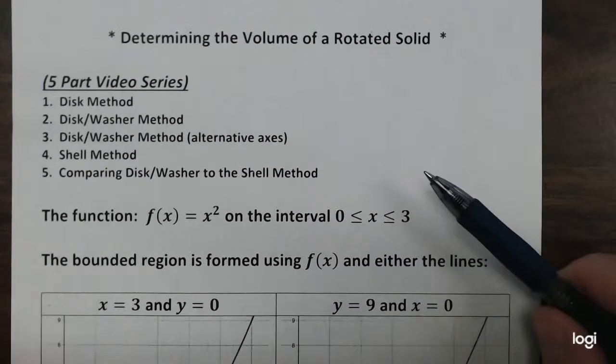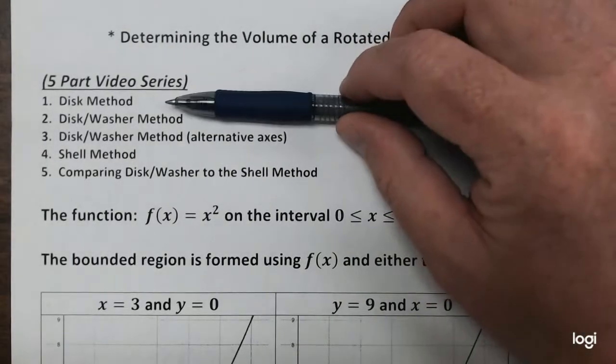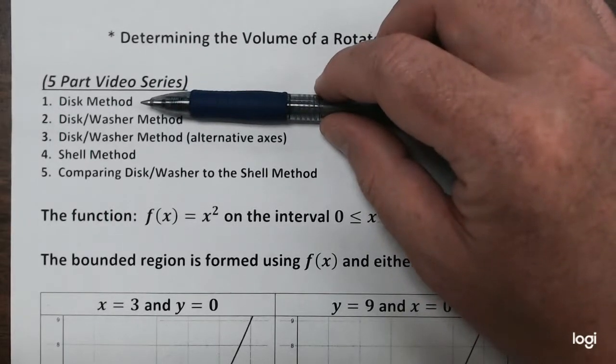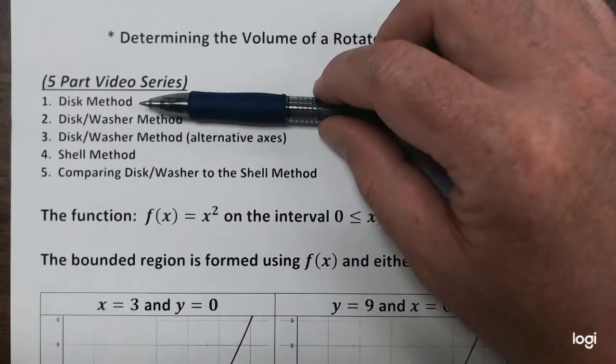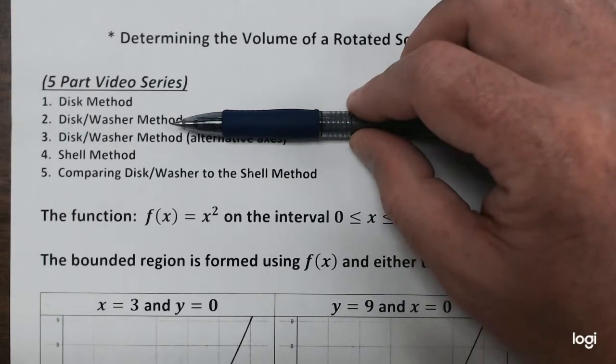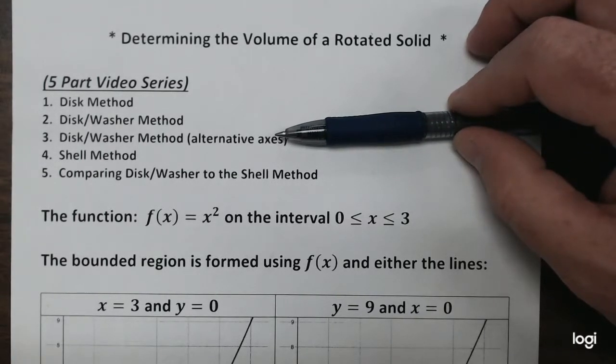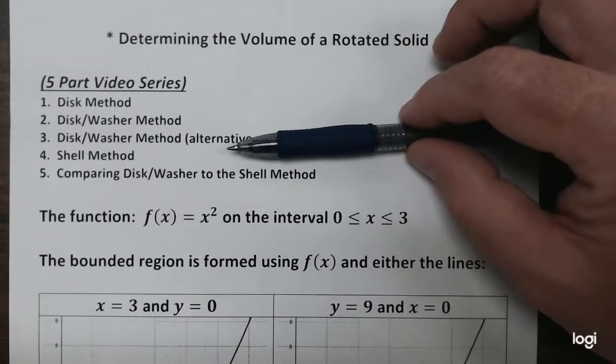This is part one of a video series that's going to help us determine the volume of a rotated solid. In these 5 parts, and this is part one, we're going to start with just learning the basics of the disk method and how that can determine the volume of a rotated solid. Part two is an elaboration on the disk method. We'll call it the disk washer method. Part three are some more difficult examples where we use the disk washer method and look at some alternative axes of rotation. And these 3 are considered in the AB curriculum for calculus.